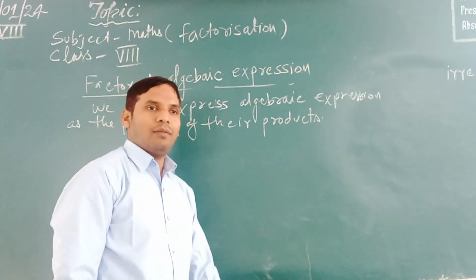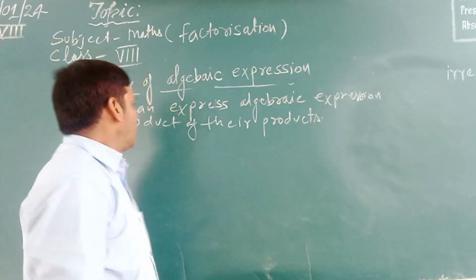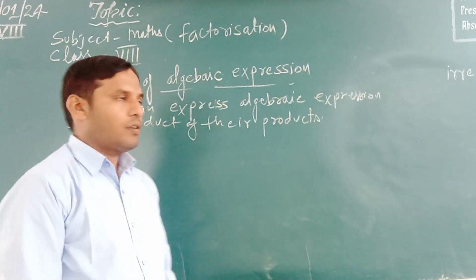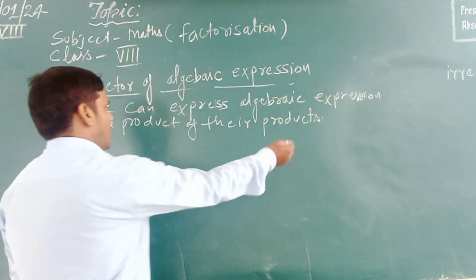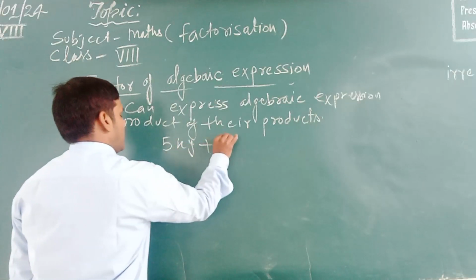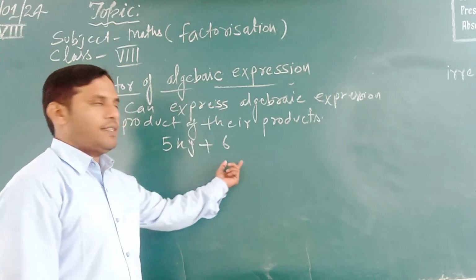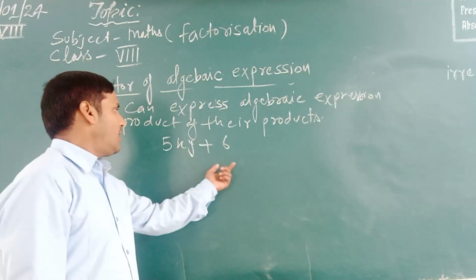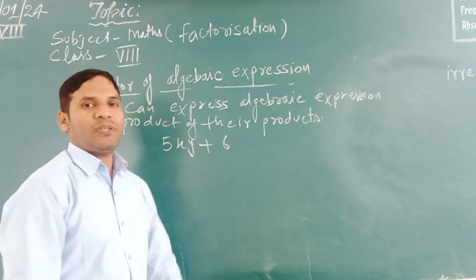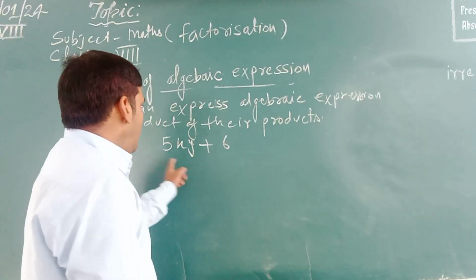We can say it is the algebraic equation. We can express an algebraic equation as the product of their terms. For example, 5xy plus 6. Suppose 5xy is the first term, 6 is the second term, and we can combine 5xy plus 6 into the expression.